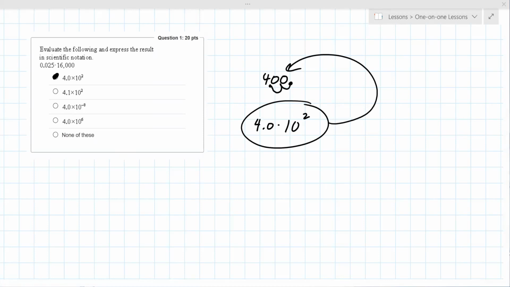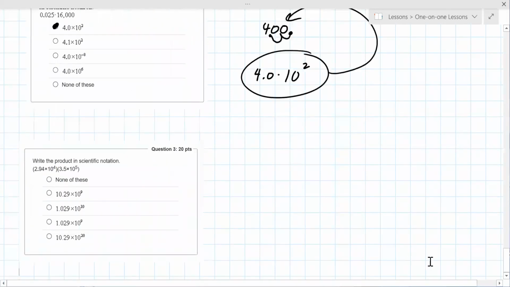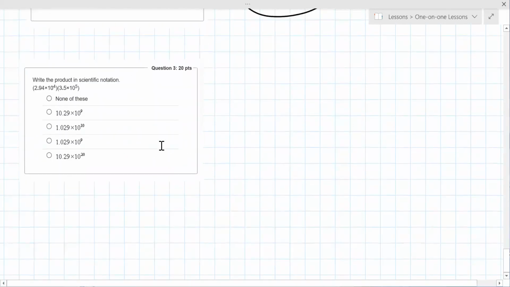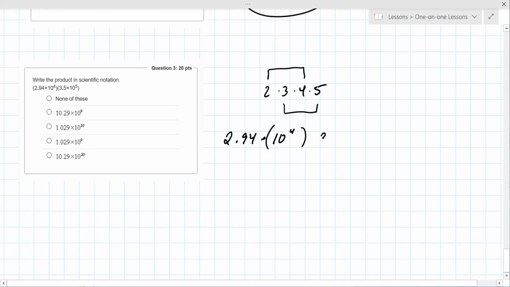Okay, so let's try the next one here. Actually, there is an order that's best to do these in, and we're going to do multiplication first. Okay, so we're doing problem 3 next. If I give you 4 numbers to multiply, like 2 times 3 times 4 times 5, you can actually multiply the 2 and the 4 and the 3 and the 5 and then multiply the answer. You're going to do the same thing here.